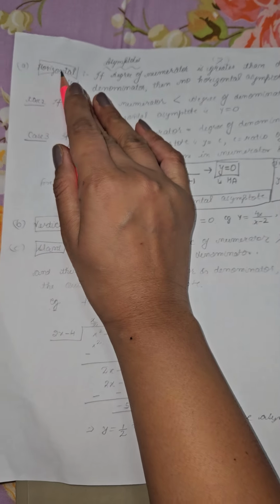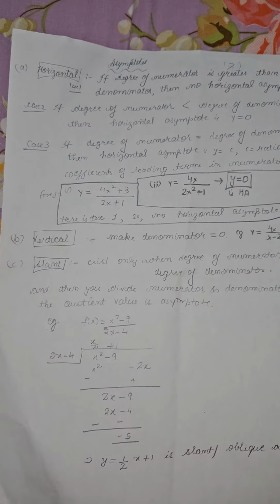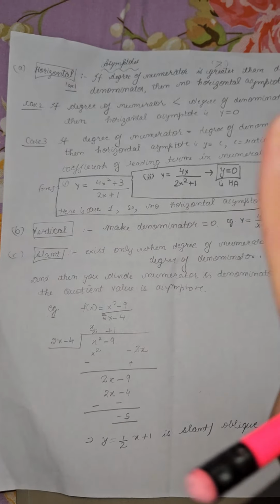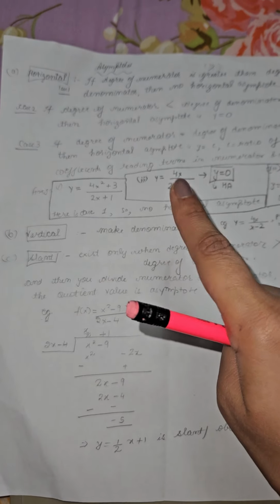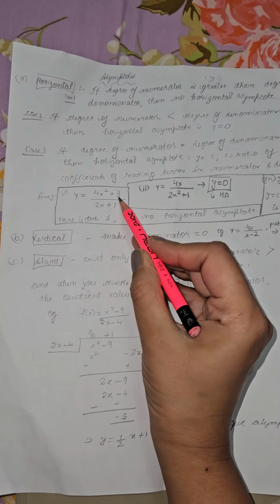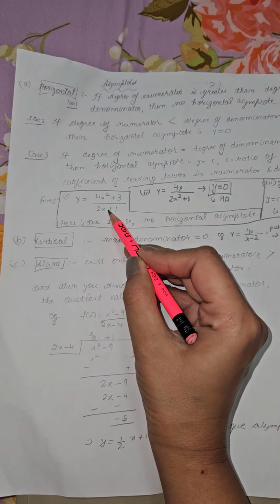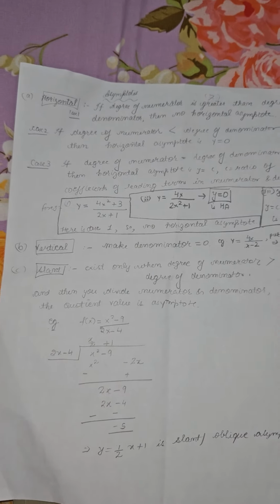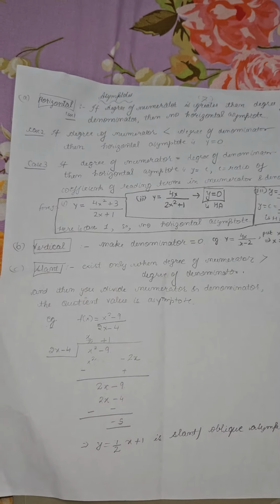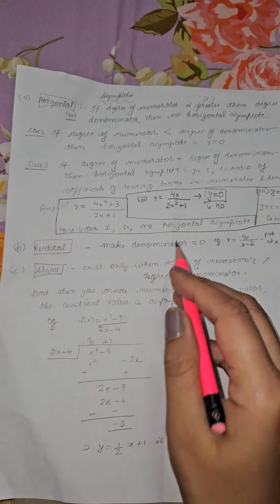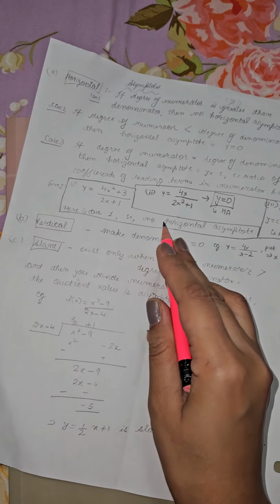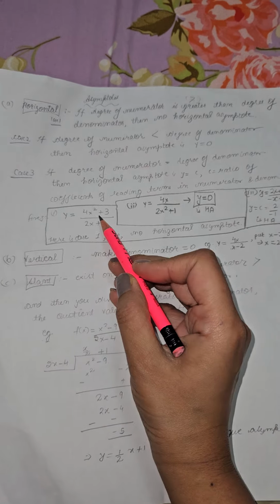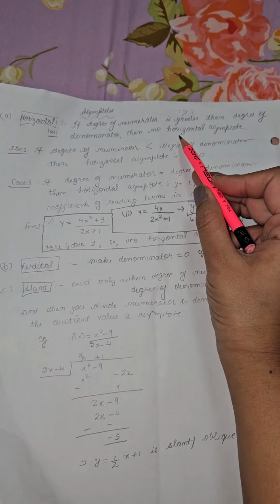Okay, so let's talk about the horizontal asymptote. Be clear that it has three cases. The first case is when the degree of the numerator is greater than the degree of the denominator. In this case, it is not possible to find a horizontal asymptote. There is no horizontal asymptote when the degree of the numerator is greater than the degree of the denominator.